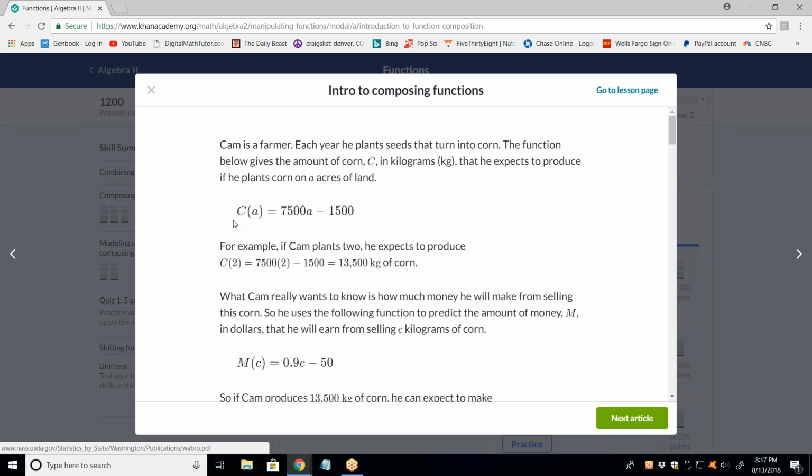Notice we have a function. C of A means the amount of corn that's going to be produced, and it's a function of A. That's what C of A means. What is A? The amount of acres of land that is planted. So if you have 2 acres of land, you get 15,000 minus 1,500, you get that much corn that's going to be produced. 13,500.